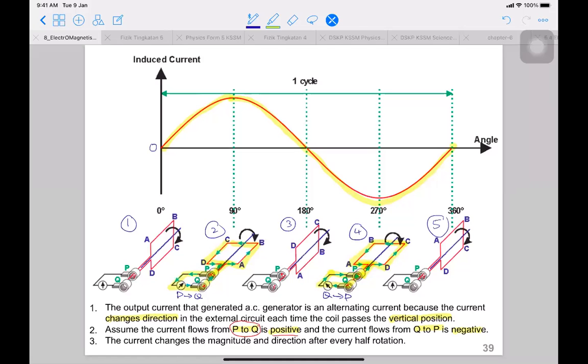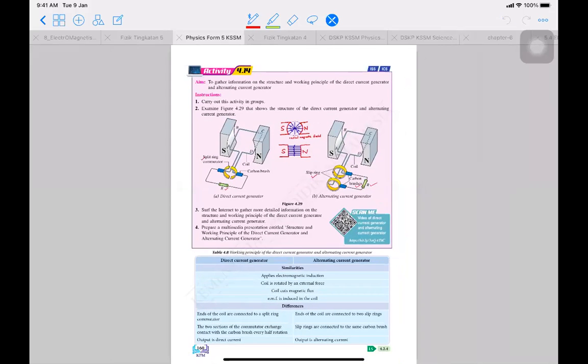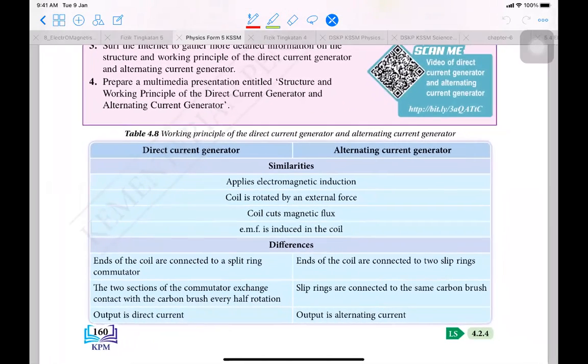Okay, now in your textbook also we have covered this one. Now let's look at the differences and similarities between DC generator and also AC generator. So ini the similarities, both apply electromagnetic induction. Coil is rotated by an external force. Coil cuts magnetic flux. EMF is induced in the coil.